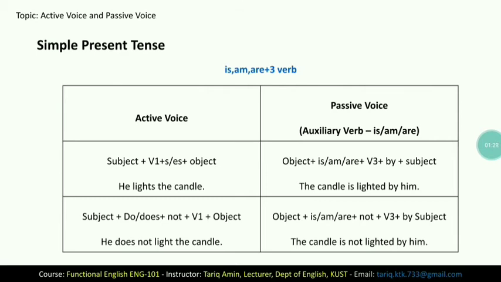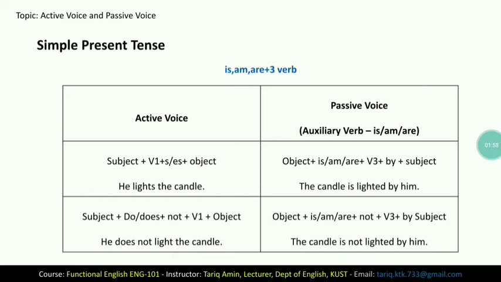So the voice of a verb tells us two things. It shows whether the subject of a verb is the doer of the action, performing an action, and it also shows whether what is denoted by the subject has something done to it. And we discussed active voice and passive voice.